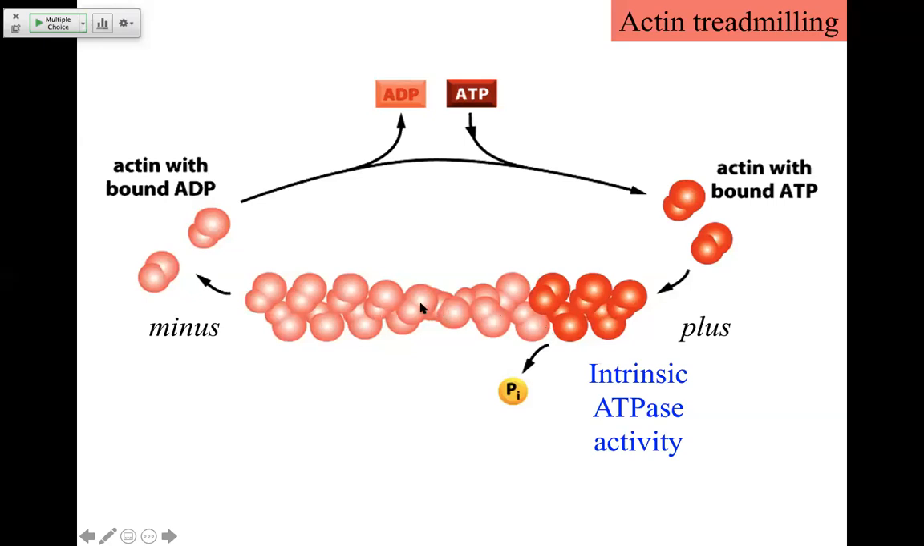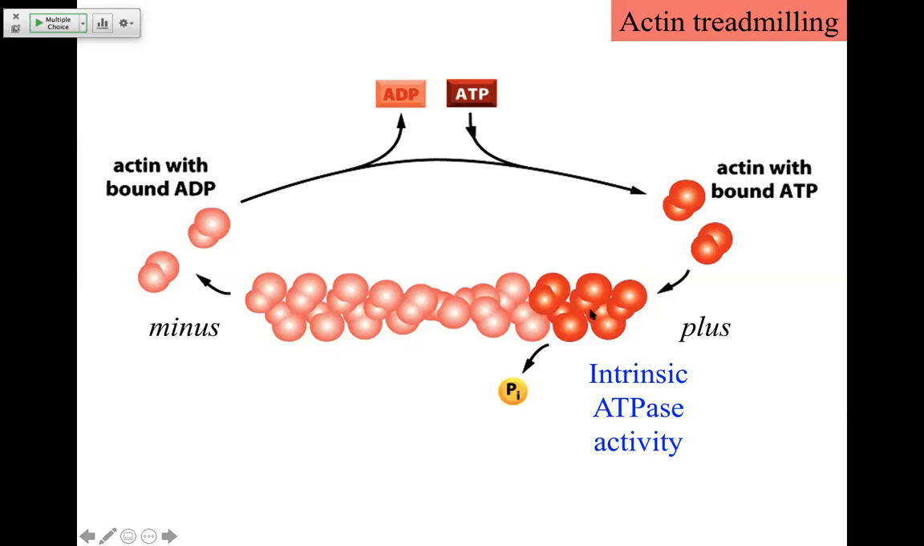The bound nucleotide is now ADP, which has less affinity. So if we had a constant addition of ATP-bound actin at one end and a constant dissociation rate of actin bound to ADP falling off, which can then exchange its ADP for ATP in the pool in the cytoplasm, you would overall have what we call treadmilling, right? Constant addition at one end, loss at the opposite end.